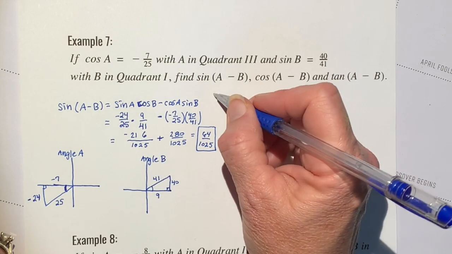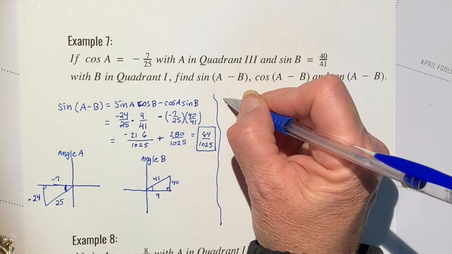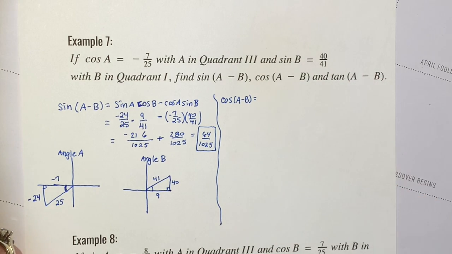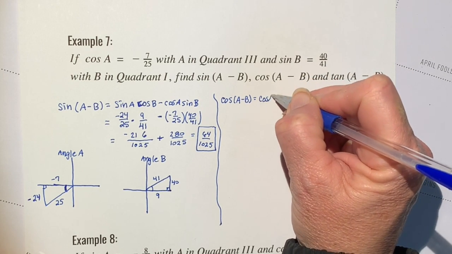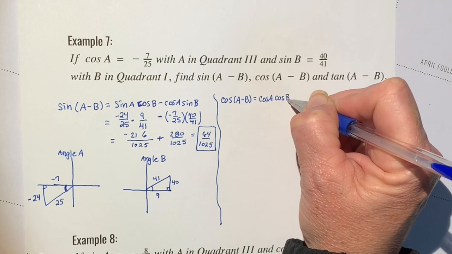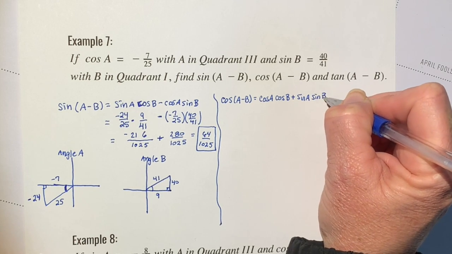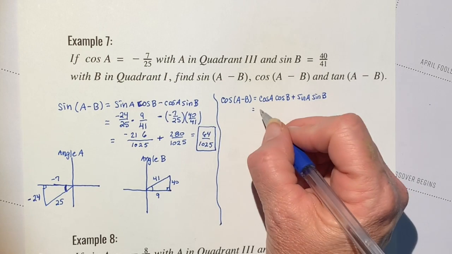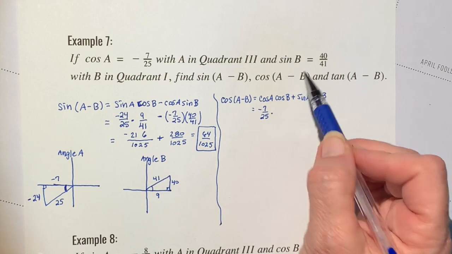All right, let me do the cosine of A minus B. Now, that'll be a little easier because we don't have to do this every time. We'll reuse these. All right, so the cosine of the difference. So again, go back to your formulas. The formula for cosine of A minus B is cosine of A cosine B plus sine A sine B. All right, and so cosine of A, I know, they give me that. Cosine of B, I don't know, but I can find it.